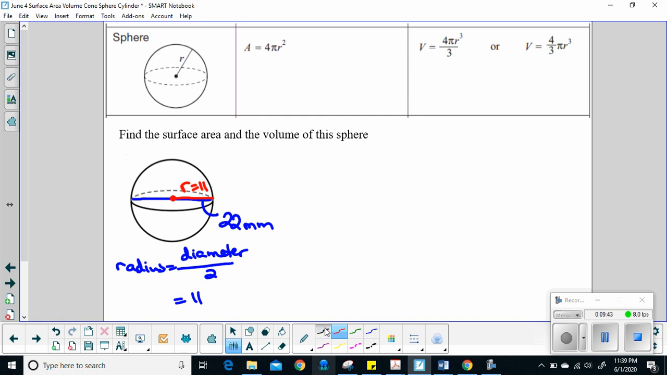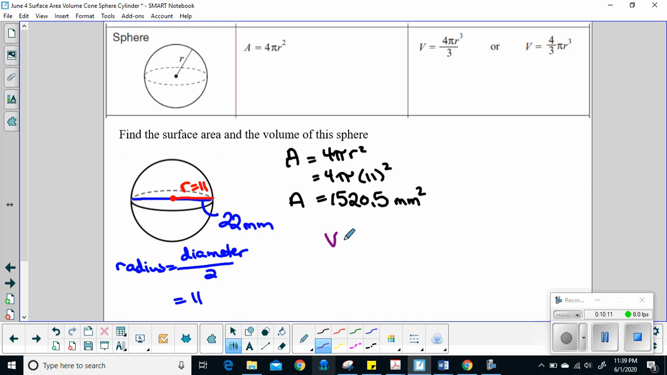Okay. So my surface area is going to be 4 pi r squared, which gives me 4 times pi times 11 squared. So 4 times pi times 11 squared gives me 1520.5. And I said millimeters, so that's millimeters squared.